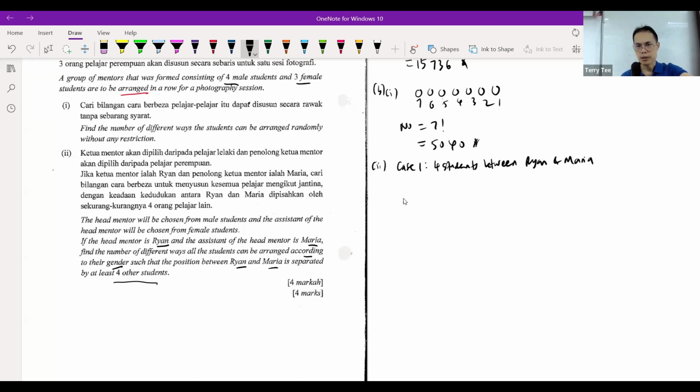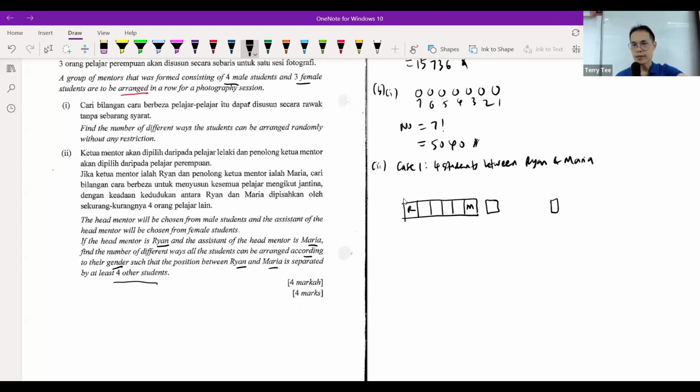Now maybe I draw like this. This is Ryan. This is Maria. You still have 4 students. Now the challenge is, okay, number one, where do I put the spare student? There's one more. There are total 7 of them. I can put it on the right, correct? I can also put them on the left.